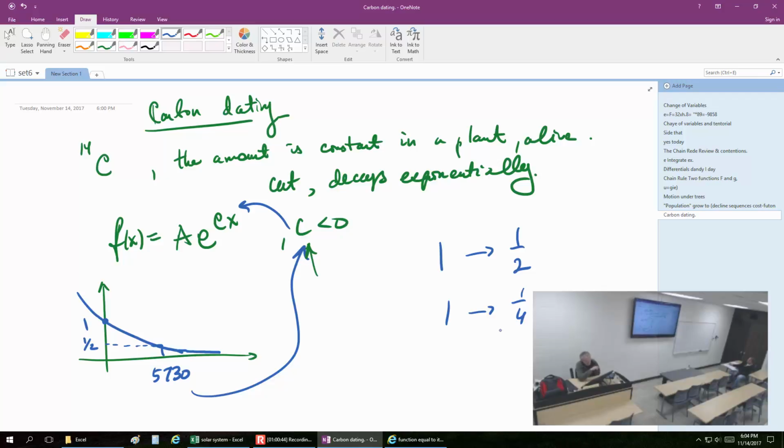Double the time. That's right, double time. Because it's 1/2 times 1/2, so you twice lost 1/2. That's how you get 1/4. So it's 5730 times 2. That's how long it has been.